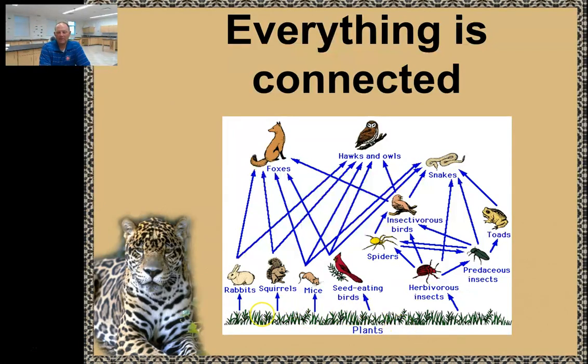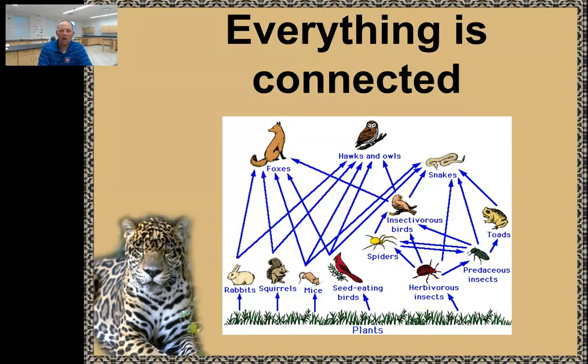here we have plants. Now there's all sorts of different types of plants: corn, wheat, grass. And in this food web, we're going to show all the different animals that will eat as primary consumers from the producers: rabbits, squirrels, mice, seed-eating birds, herbivorous insects. That word is herbivorous.